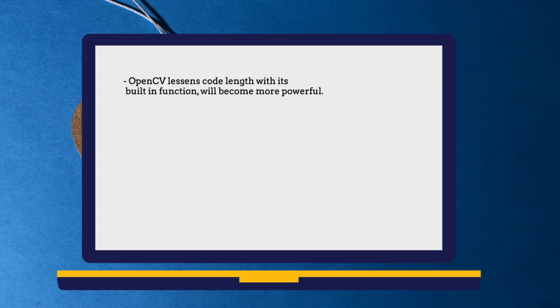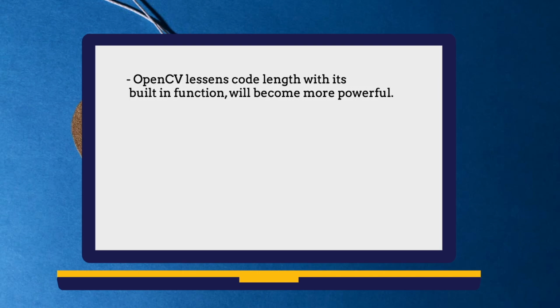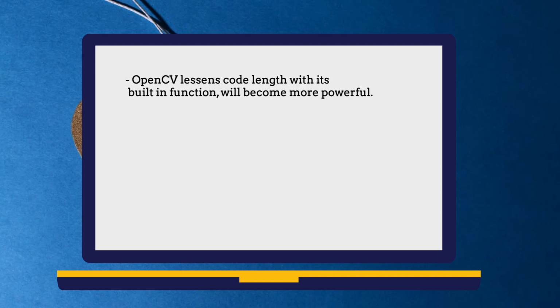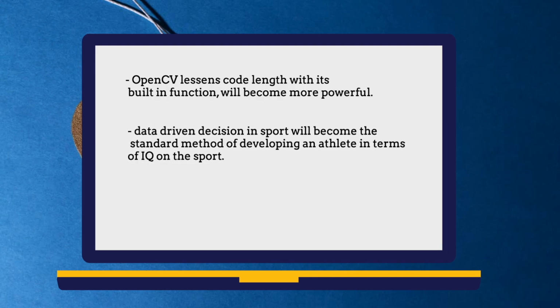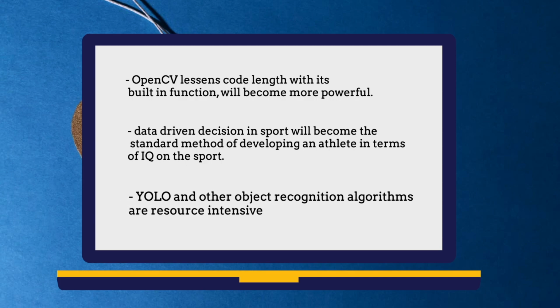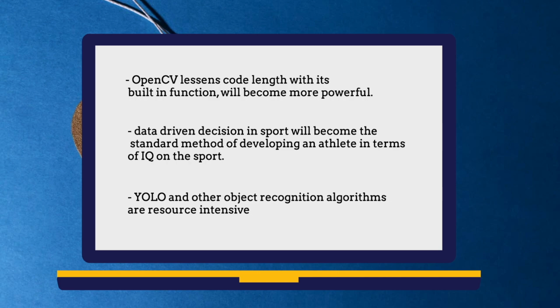Conclusion: in terms of computer vision, OpenCV lessens the code that we write using its built-in functions, and it will only get better in the future. Data decisions in sport will continue to grow as smarter technologies emerge. Object detection algorithms especially require a lot of PC power and a lot of GPU power.